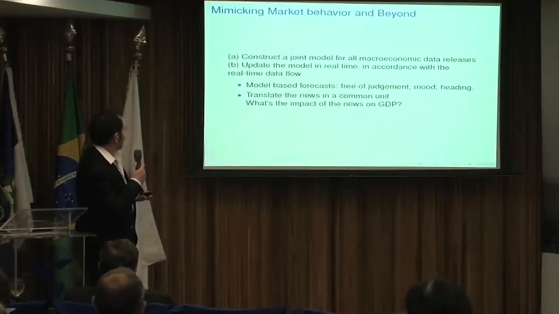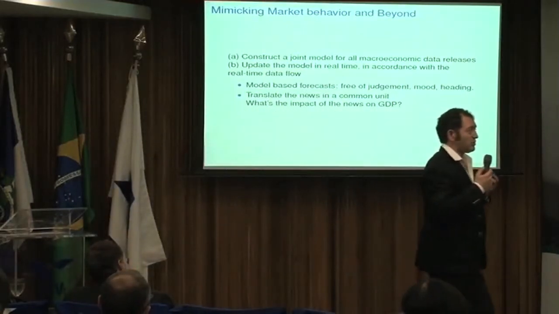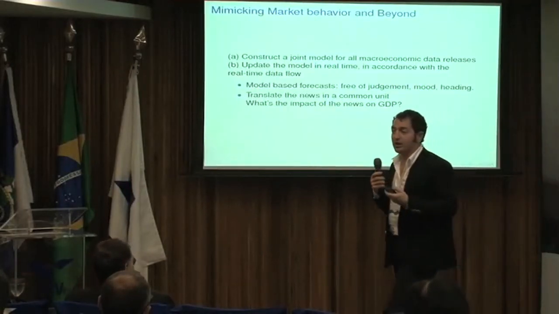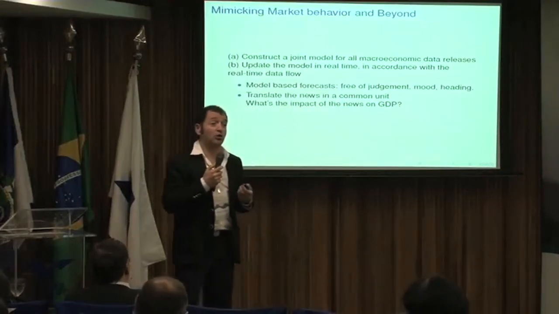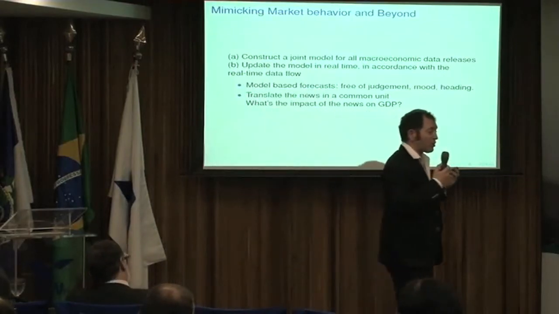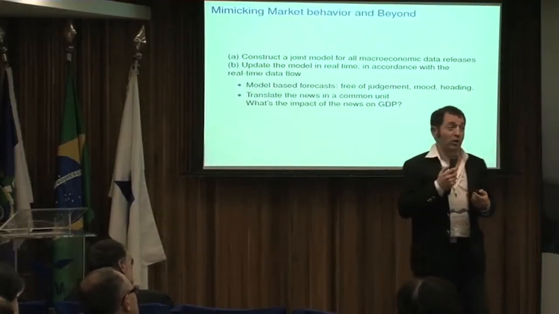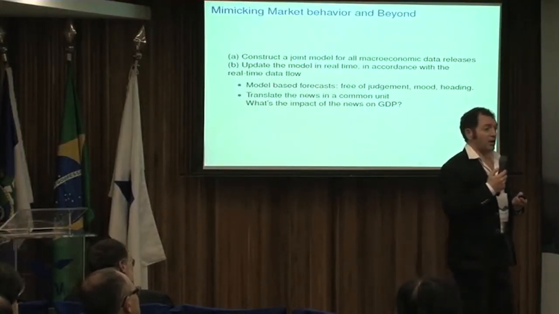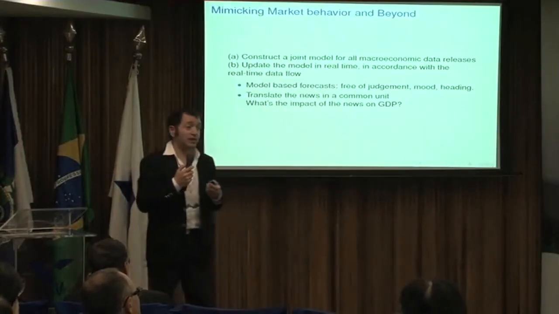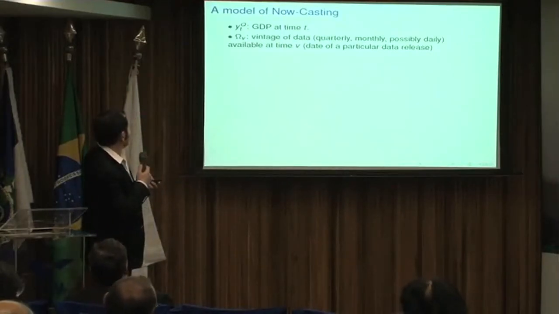And interestingly, what we are going to do as a byproduct is translate the news on the markets into a common unit. And essentially, this common unit is going to be gross domestic product. So, for example, in the employment report, you have news about unemployment, which is a rate of unemployment, and then the number of jobs created. So these are two different units of measure. What I'm going to show you is a way to translate them into a common measure. So how to do this? Let's try to slightly formalize it.